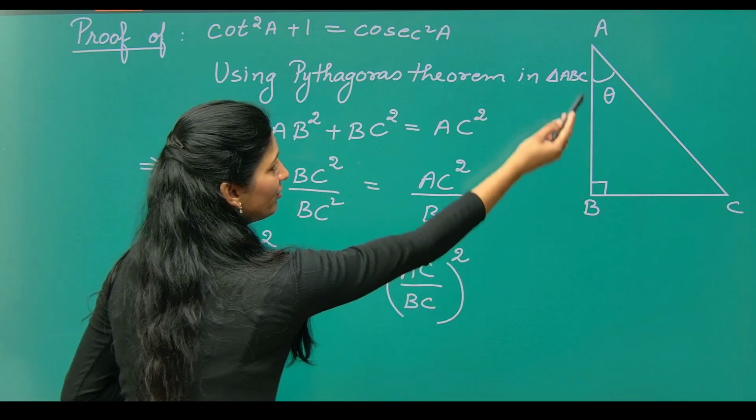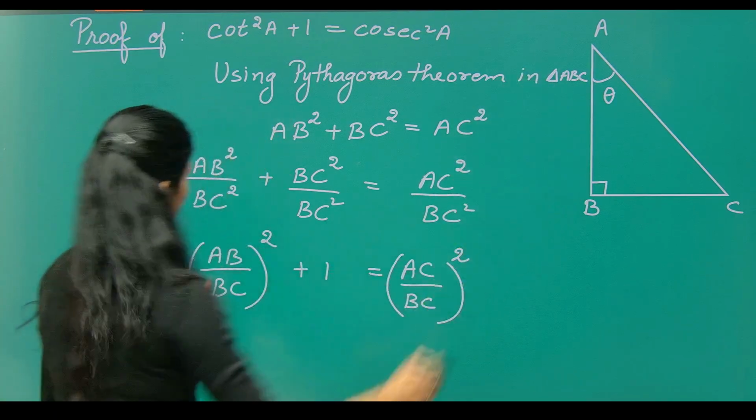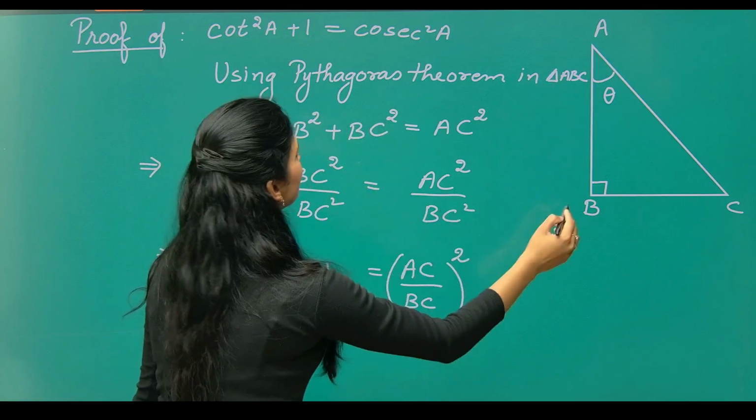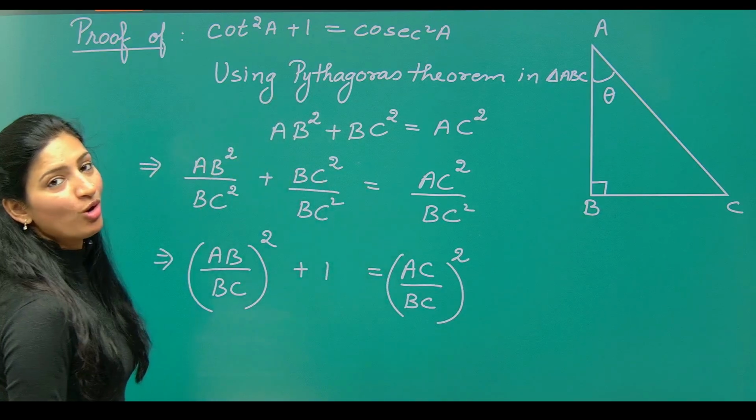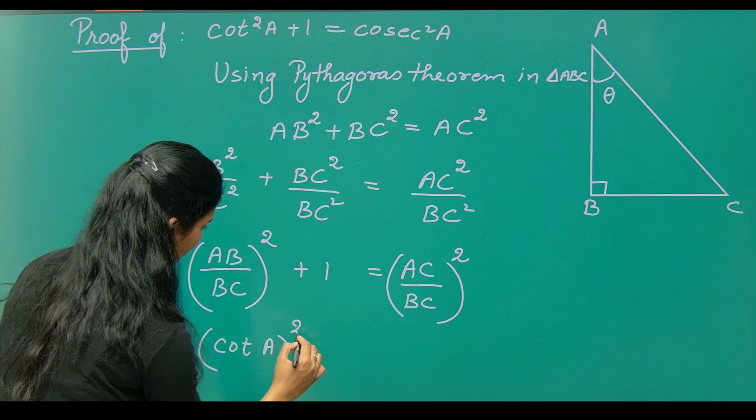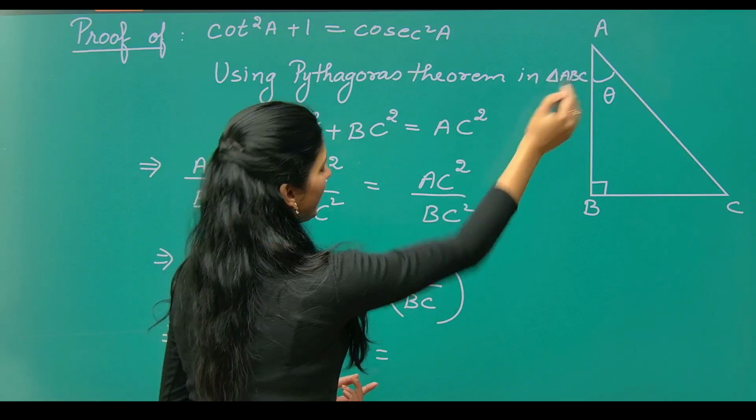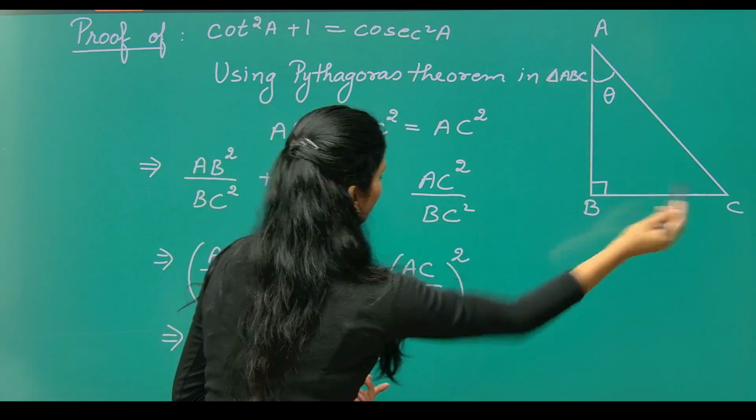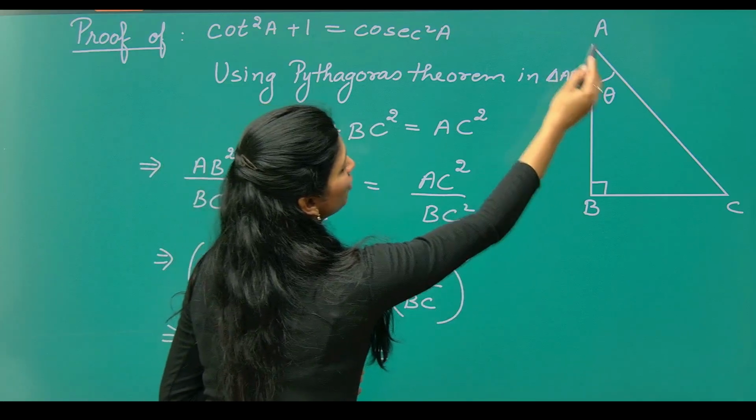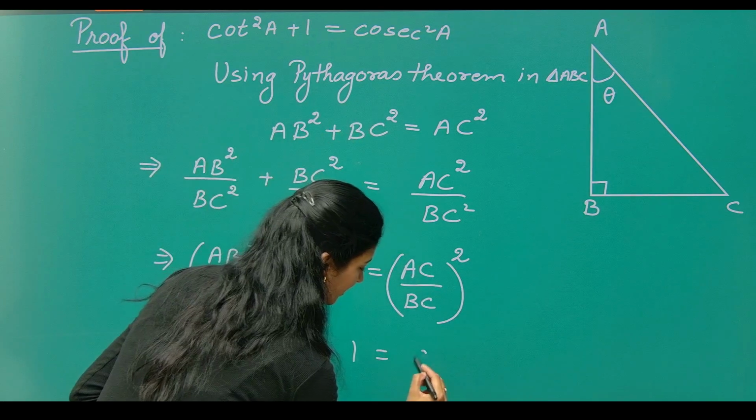From the figure, if we focus on angle A, AB side will be the base and BC side will be the perpendicular. So base divided by perpendicular gives me cot. Again, if I focus on the angle A, AC will be hypotenuse and BC will be the perpendicular. So, hypotenuse divided by perpendicular will give me cosec.